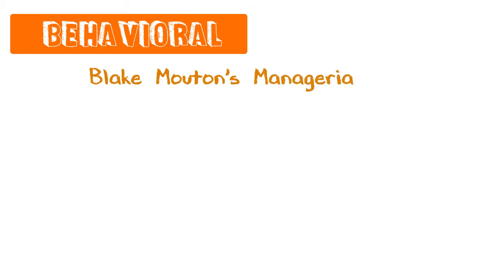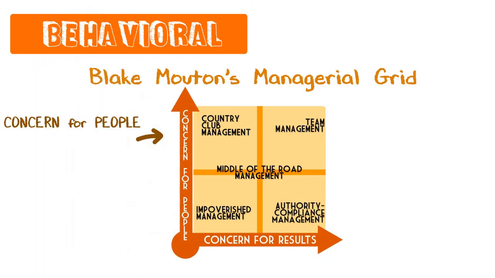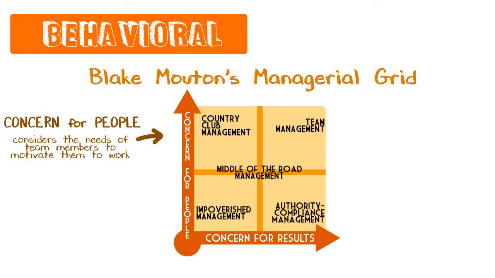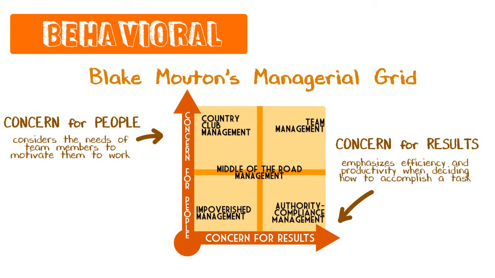Blake Mouton's managerial grid. The managerial grid is based on two behavioral dimensions: concern for people. This is the degree to which a leader considers the needs of team members, their interests, and areas of personal development when deciding how best to accomplish a task. Concern for results. This is the degree to which a leader emphasizes concrete objectives, organizational efficiency, and high productivity when deciding how best to accomplish a task. Using the axis to plot leadership concerns for results versus concerns for people, Blake and Mouton defined the following 5 leadership styles.